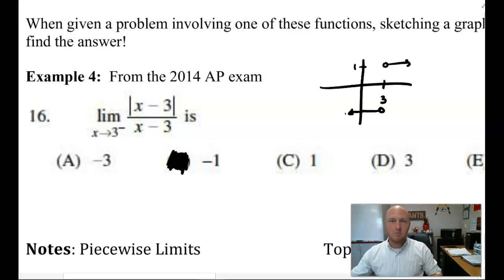Ta-da! You got your AP point for the day. Hey, hopefully in this video you learned something or a lot about piecewise functions, and you found out how to find limits from piecewise functions. The limit from the left must equal the limit from the right. Catch you in the next one.